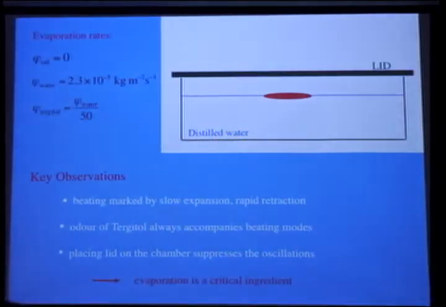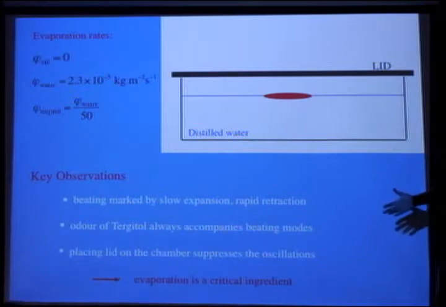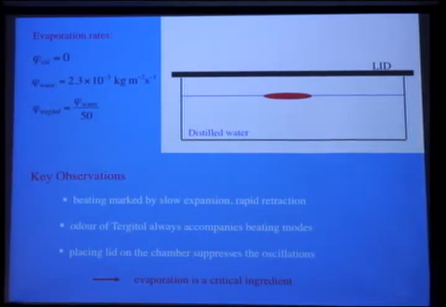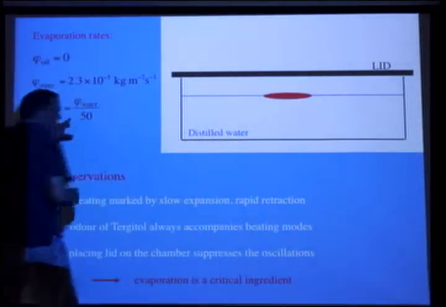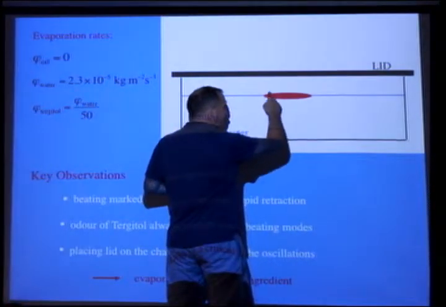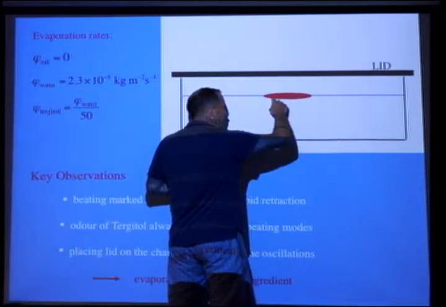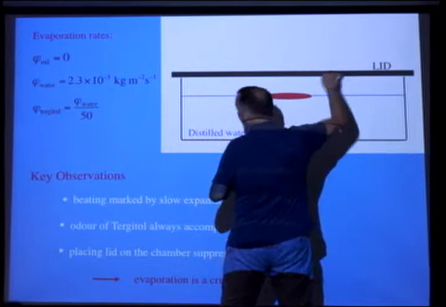So from that, you put a lid on, and the thing doesn't beat anymore. So from that, we concluded that evaporation is critical to the dynamics. And so we measured and sure enough found that this surfactant in the drop can stay within the drop, but of course it wants to be on interfaces. So it wants to be on that interface, or it can survive there, or it can evaporate.